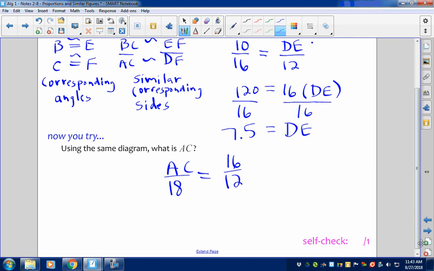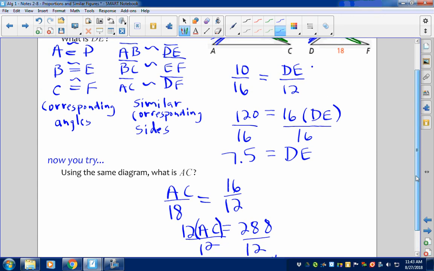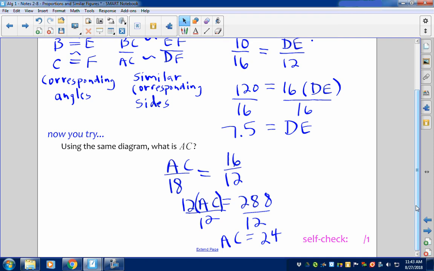Lots of different setups here. We cross multiply and solve. So we get 12 AC equals 16 times 18, which is 288. Then we divide by 12, and AC does, in fact, equal 24. So AC equals 24. And then you've got to look at this: does 24 make sense for this one? Yes, it's got to be bigger than 18. So 24 makes sense. That's it.